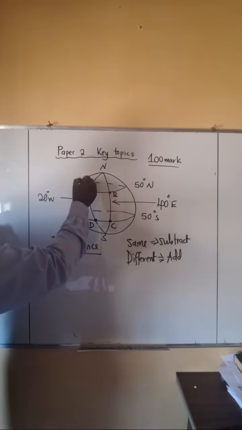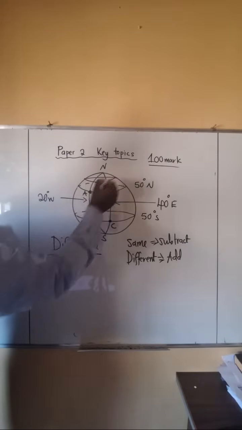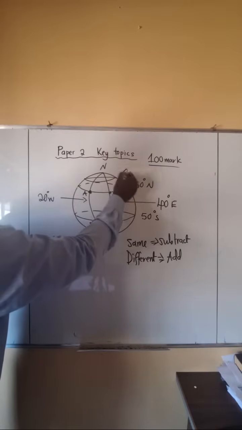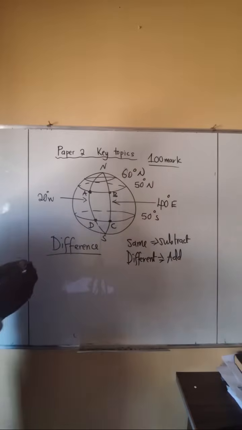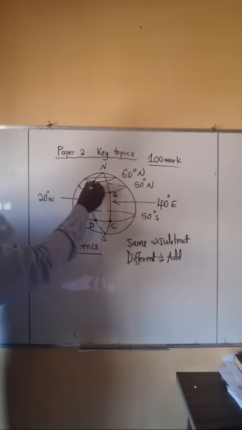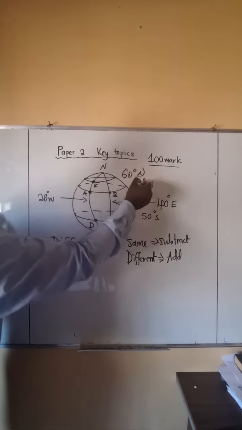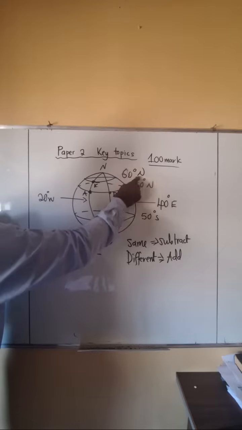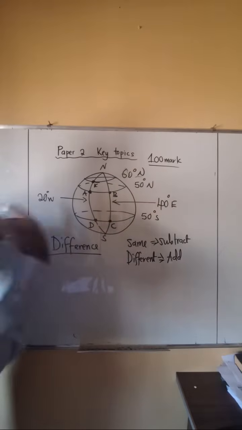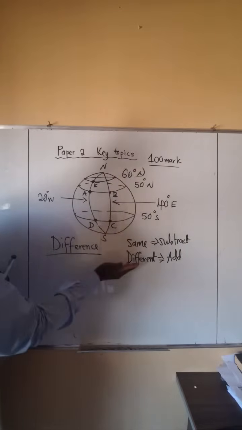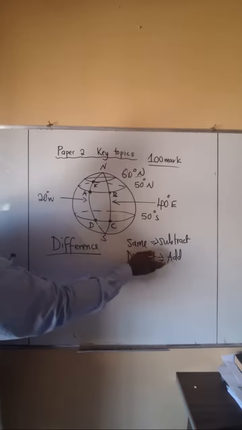If it was like this, let me just give you an example. We are at this latitude, and let's say we call this 60 degrees north. If I want to find the difference in latitude between point A and K, they are all north. So I'm going to subtract to find the difference, because this is north and this is also north. That's what it means. Same side or same direction, you subtract. Different side or different directions, you add.